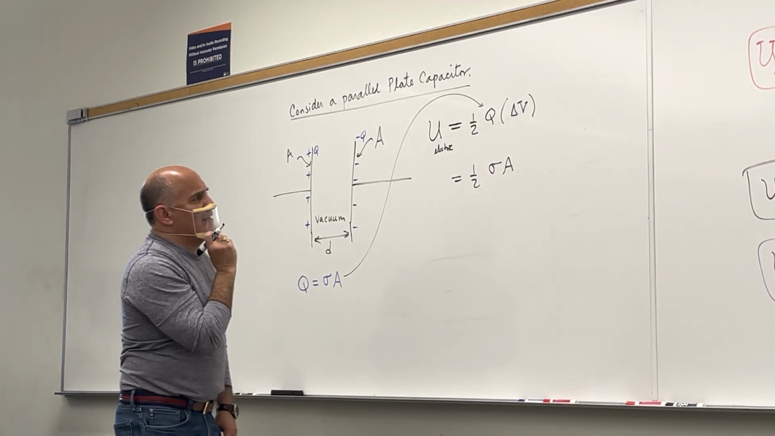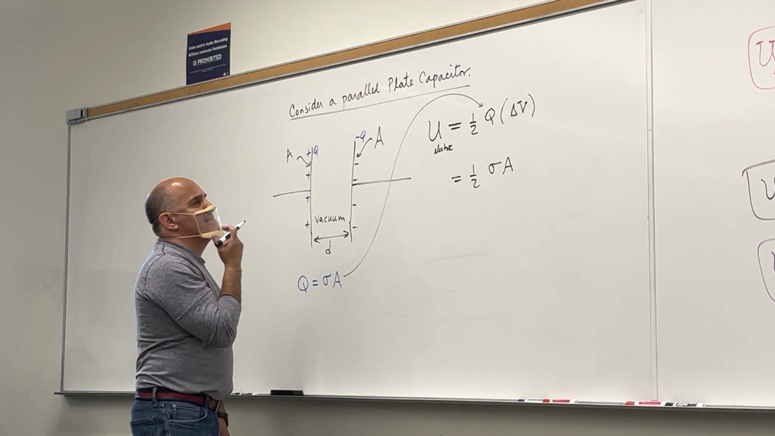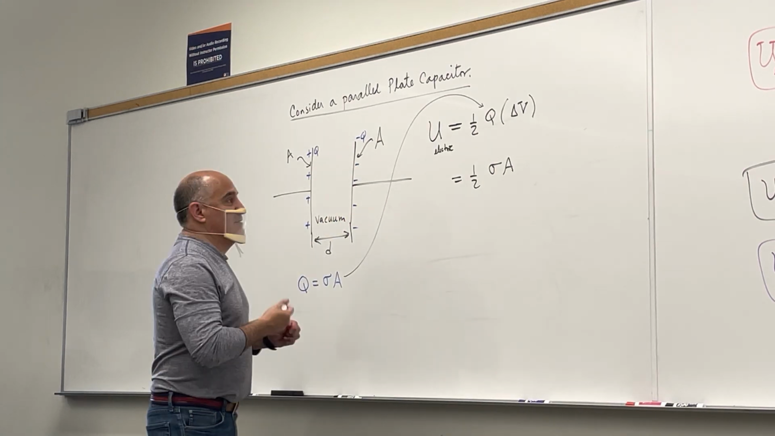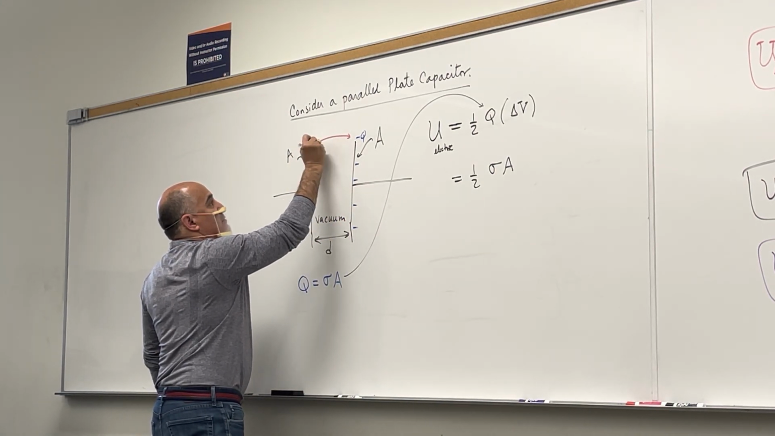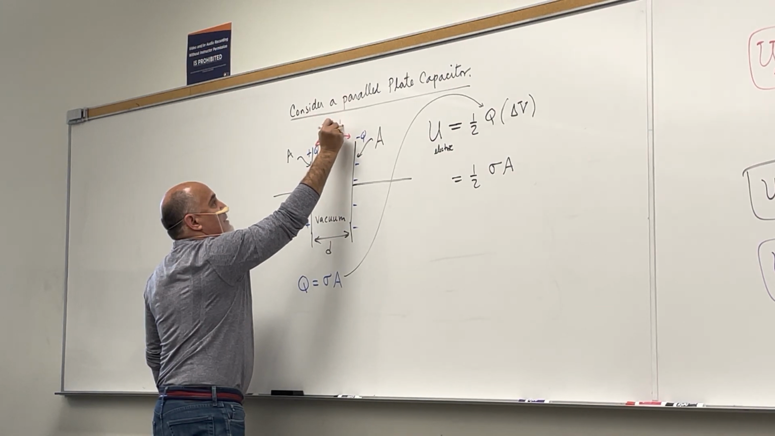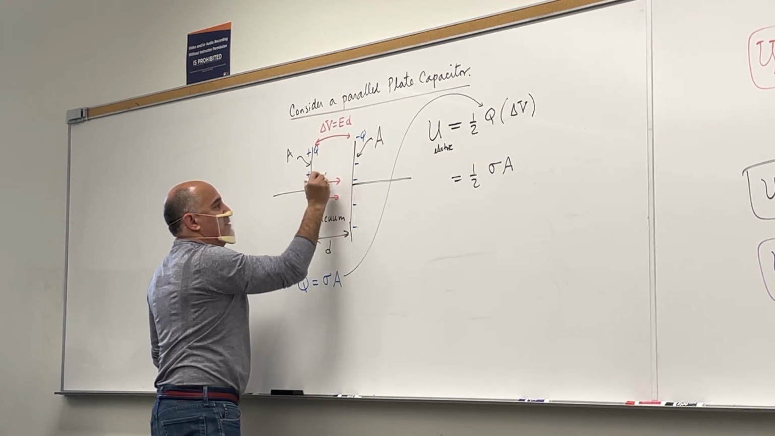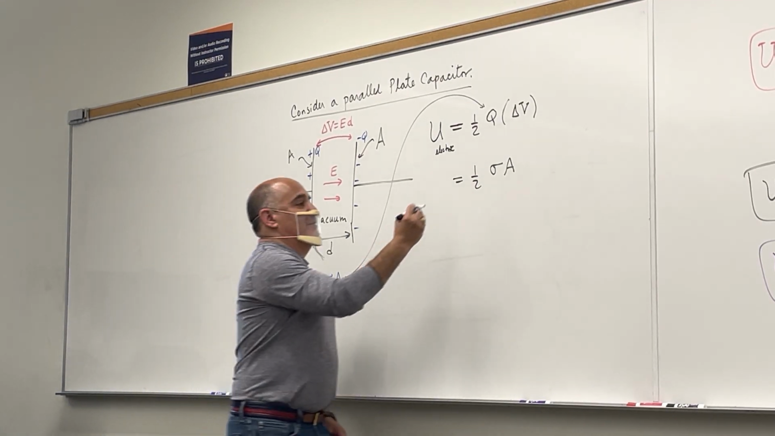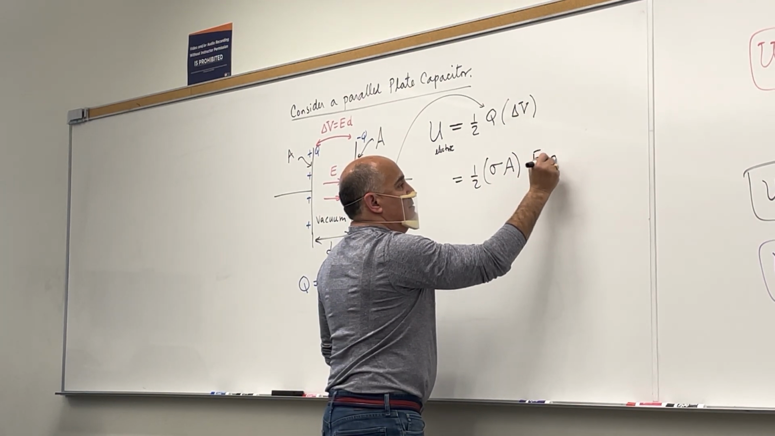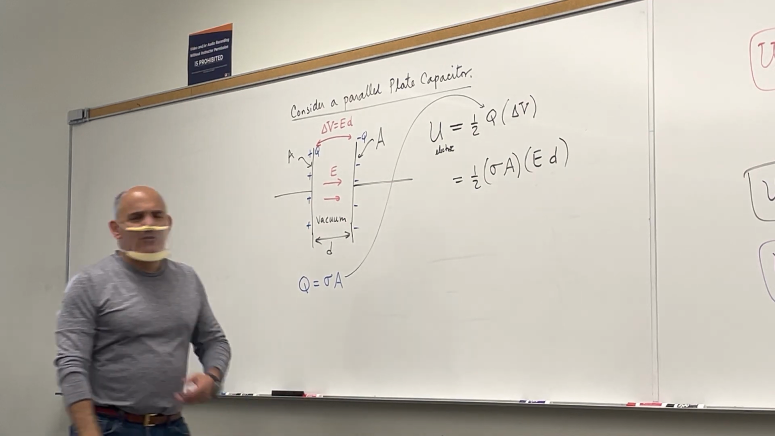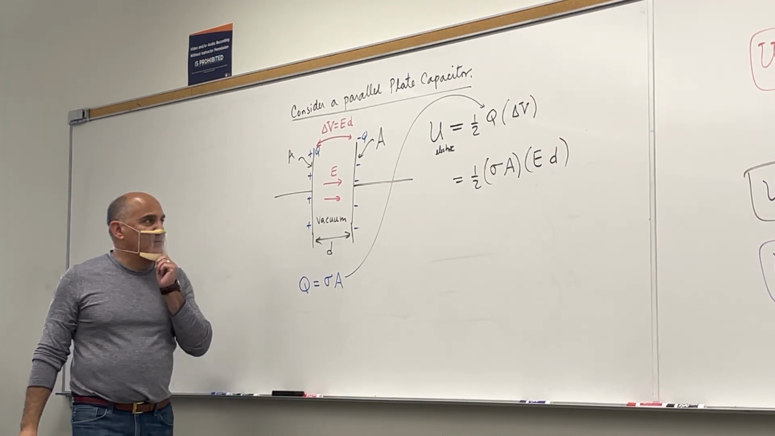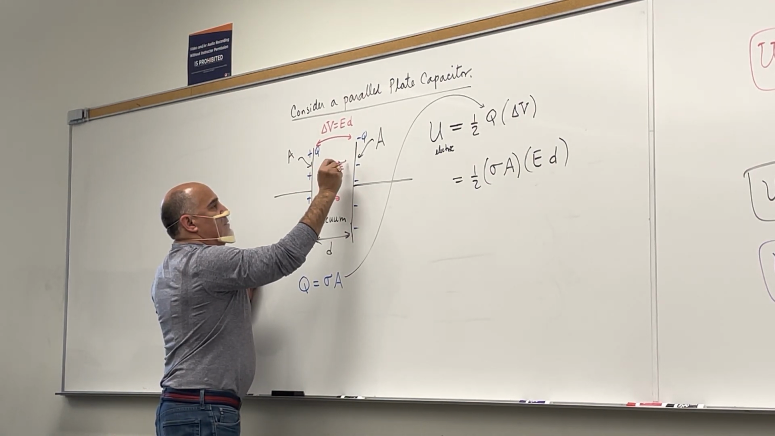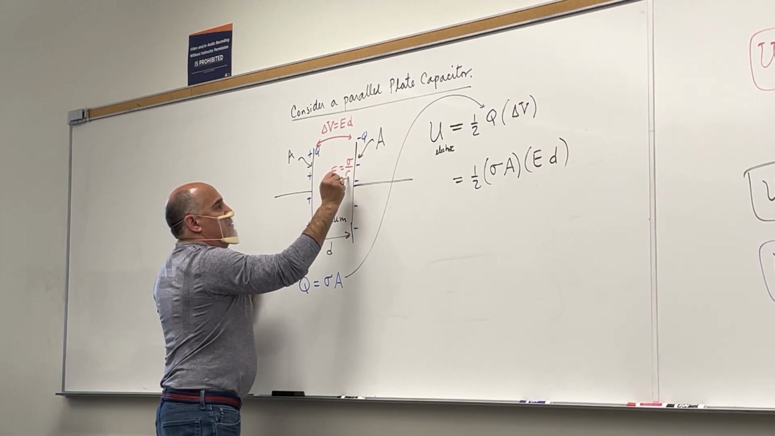And would you agree with me that delta V, the potential difference between these two plates, is ED? The electric field is going to be this way for a set of parallel plates. So I'm going to plug that in here. Do you remember the magnitude of the electric field? What is this electric field? Anyone remember what the magnitude is? Sigma divided by epsilon naught. Exactly.